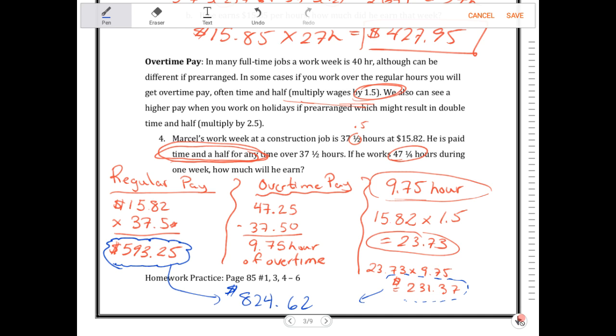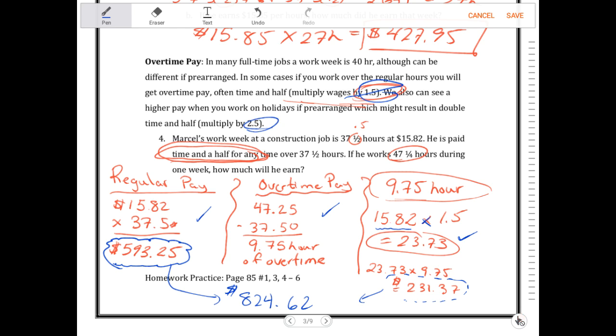So if you look at that, I just want to do a quick review of this question. The first thing you have to do is figure out your regular pay. That's easy. Take your regular hours times your regular rate. Then you have to figure out how many hours of overtime the person actually worked. Okay, fine. Then you have to figure out, what is my overtime rate, or how much do I get paid per hour overtime? And what you do is you take your regular rate of pay and times it by the multiplier.